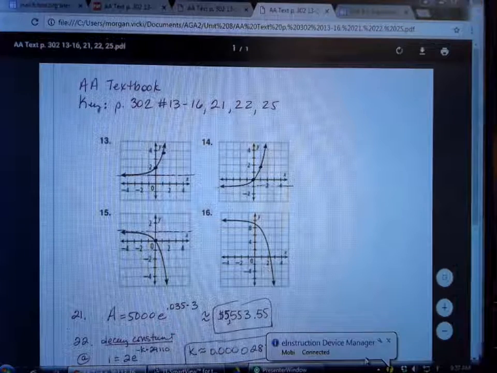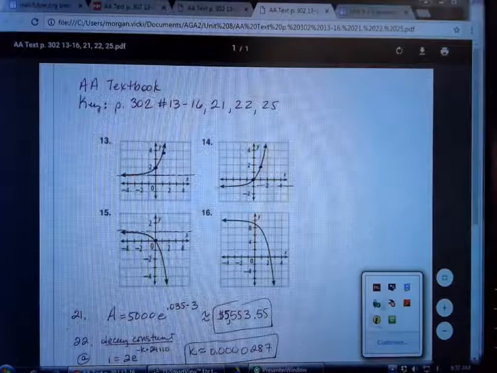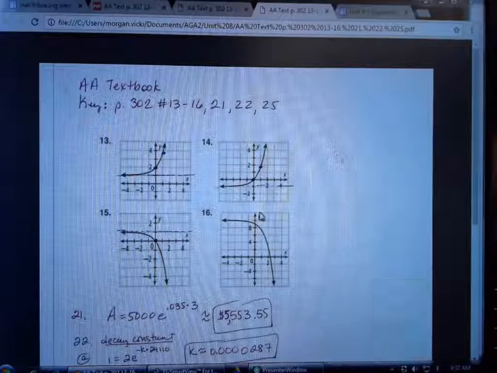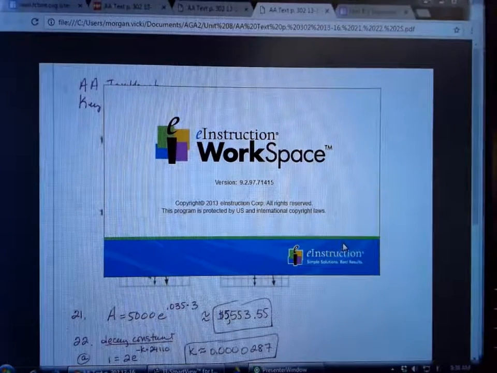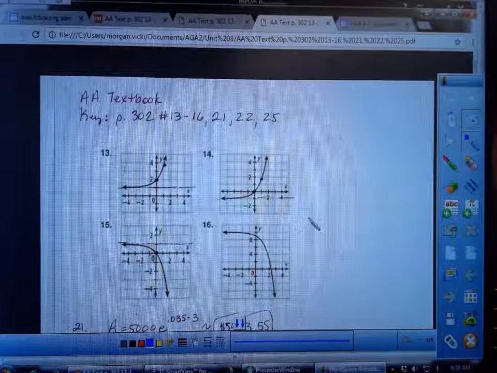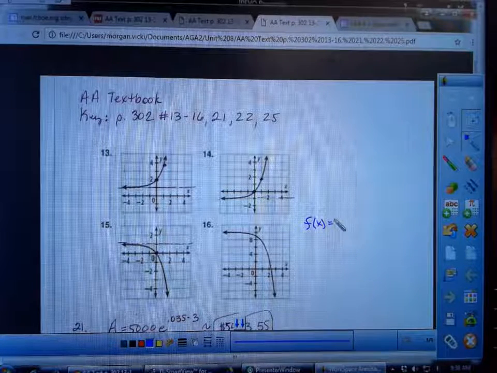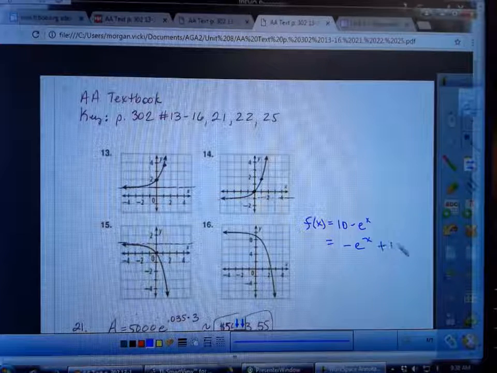So for number 16, let me open this up real quick. It is a shift up by 10, and then it's also reflected. It's a vertical reflection, but I'll show you how in just a second. Okay, so for number 16, I have f of x is equal to 10 minus e to the x. So I would just think of rewriting it as negative e to the x plus 10. So then you can see your asymptote is at y equals 10.